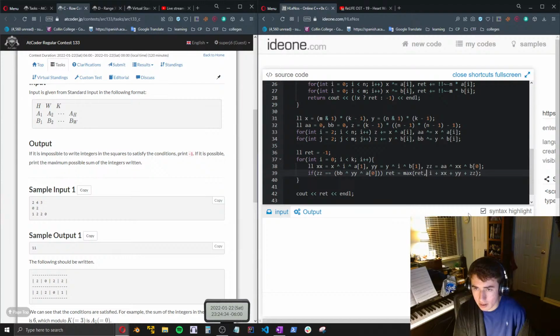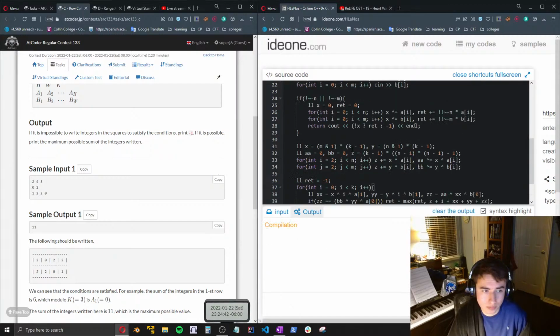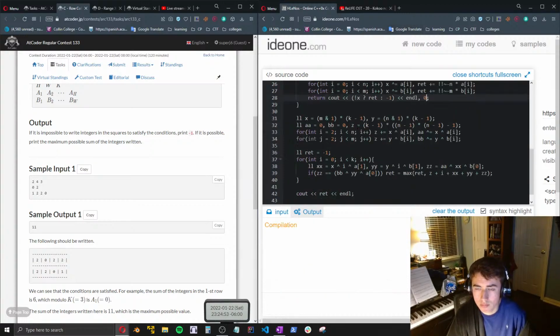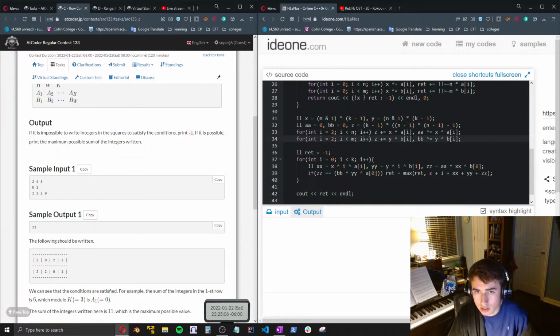I'm gonna put Z at the beginning. Something like this. Will this work? I have no clue. Let's see. What now? Why do you hate me? Why would I do this? Putting the correct variable name is always good. Well, that's not good.